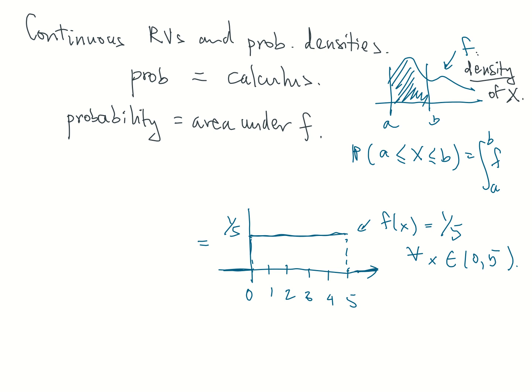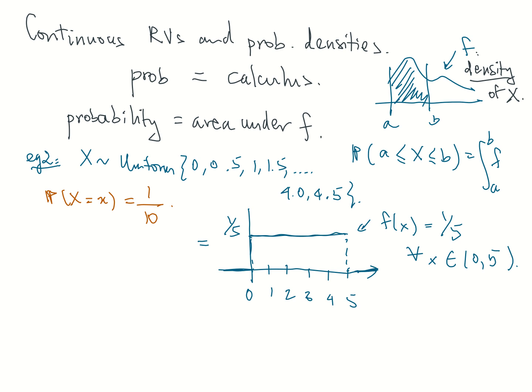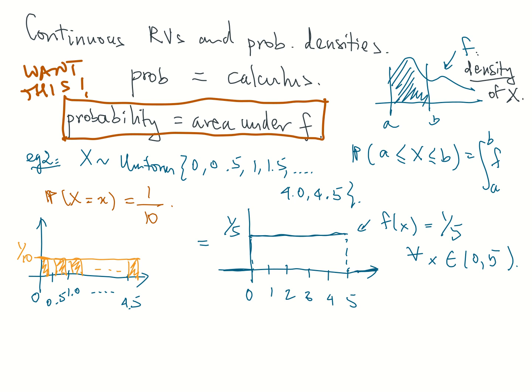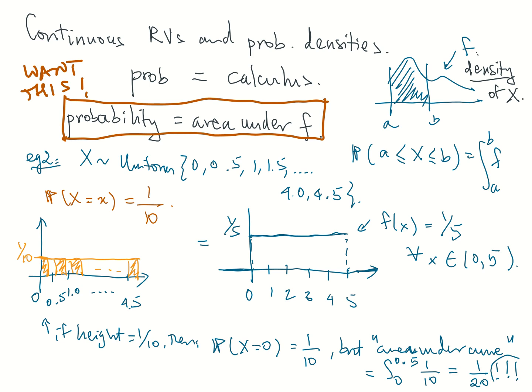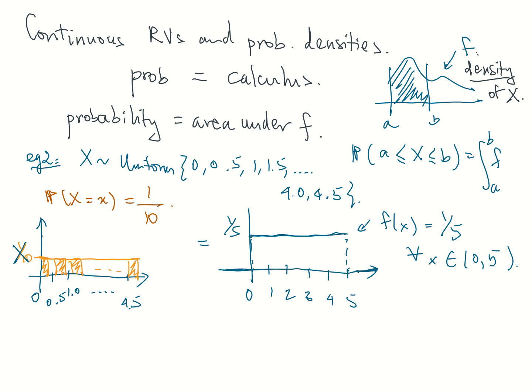Similarly, if I now consider another discrete uniform, x, taking values 0, 0.5, 1, 1.5, and so on, up to 4.5, now I have 10 possible values, so the probability of x equal to any one of these values is 1 over 10. Now, if I drew the histogram with bars of height 1 over 10, then I have an issue. I no longer have the property that the probability involving x is the area under the curve. Therefore, I need to draw the histogram with bars of height 1 over 5.